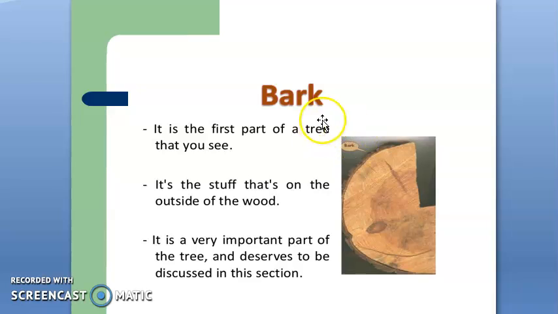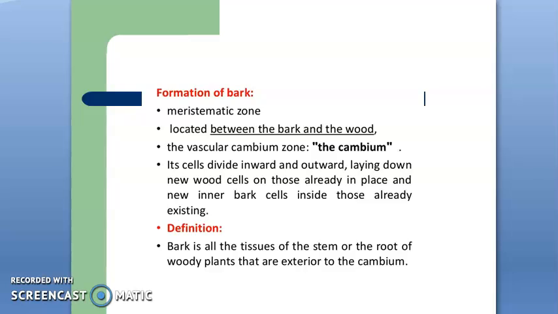It consists of mainly three layers, namely cork, cork cambium, and secondary cortex. This cork is also called phellem, cork cambium is also called phellogen, and secondary cortex is also called phelloderm. So, phellem, phellogen, and phelloderm. These are the three layers of bark. Commercially, bark consists of all the tissues outside the cambium. A young bark includes epidermis, cortex, pericycle, and phloem.